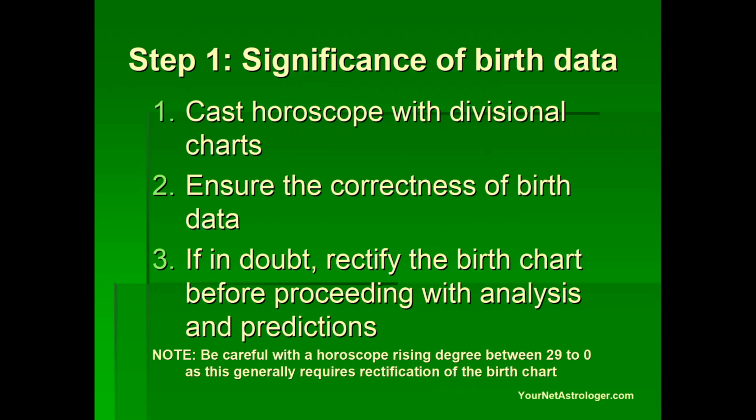And still if you find that the ascendant is either in the beginning or ending degrees, that is 0 degree or 29 degrees, then before proceeding with the analysis and predictions, one must verify the ascendant with reference to some past events of the native.